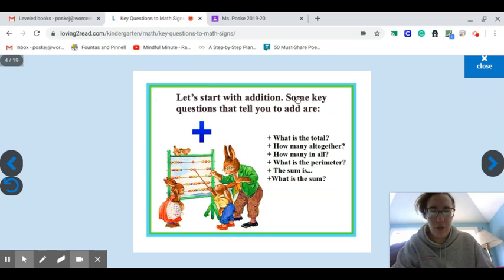Let's start with addition. Some key questions that tell you to add are: what is the total? How many altogether? How many in all? What is the perimeter? The sum is, what is the sum? Okay, so keywords for addition, everybody: total, altogether, in all, perimeter, sum, and sum again. So when you see these questions in a word problem, you are adding.